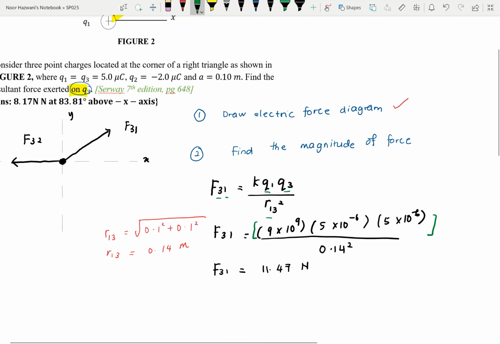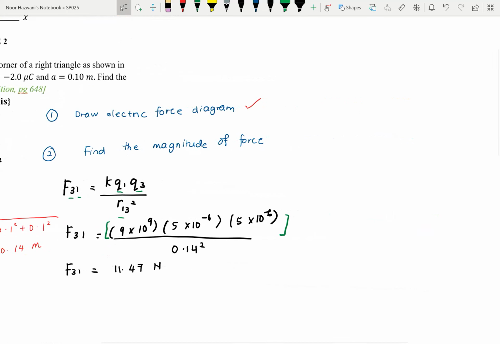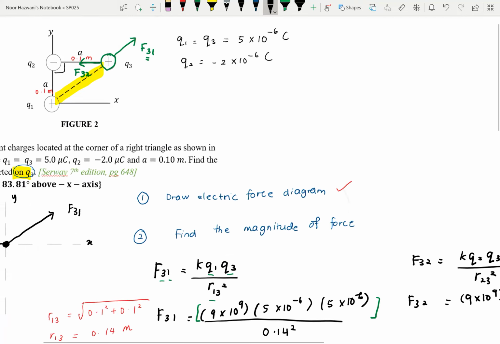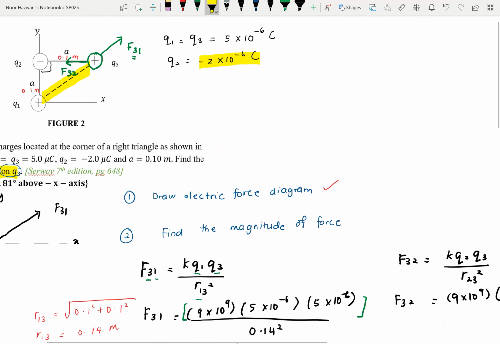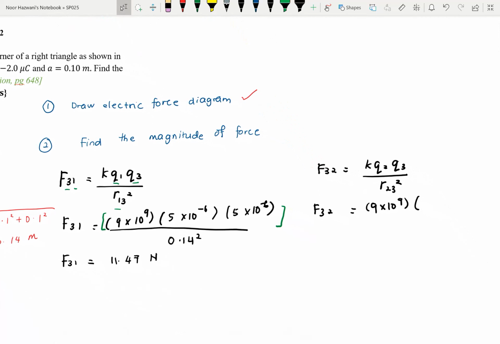Okay, after kita kira F31, okay, now kita cari F32 pula. Okay, kita cari F32 and then write down the equation. Mesti write down. Jangan malas untuk mengelakkan kesilapan. Okay, and then the distance mestilah between charge Q2 and Q3. Okay, so F32. Okay, kita masukkan Coulomb constant. And then Q2 kita berapa tadi? Okay, Q2 kita, kalau you nampak dekat sini, dia adalah negative. Okay, charge negative. But then we just interested with the magnitude. So you don't have to put in the negative sign.